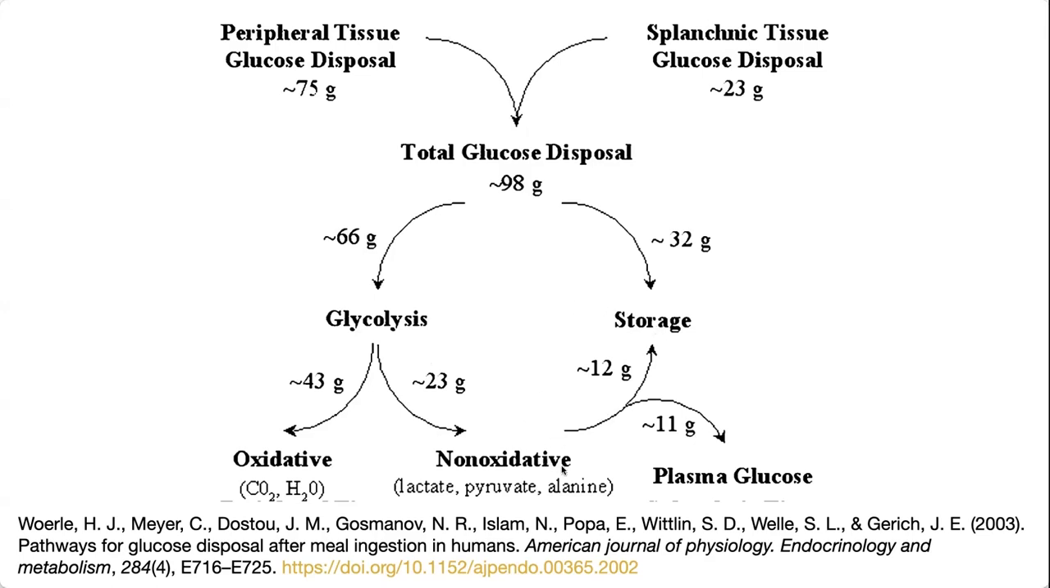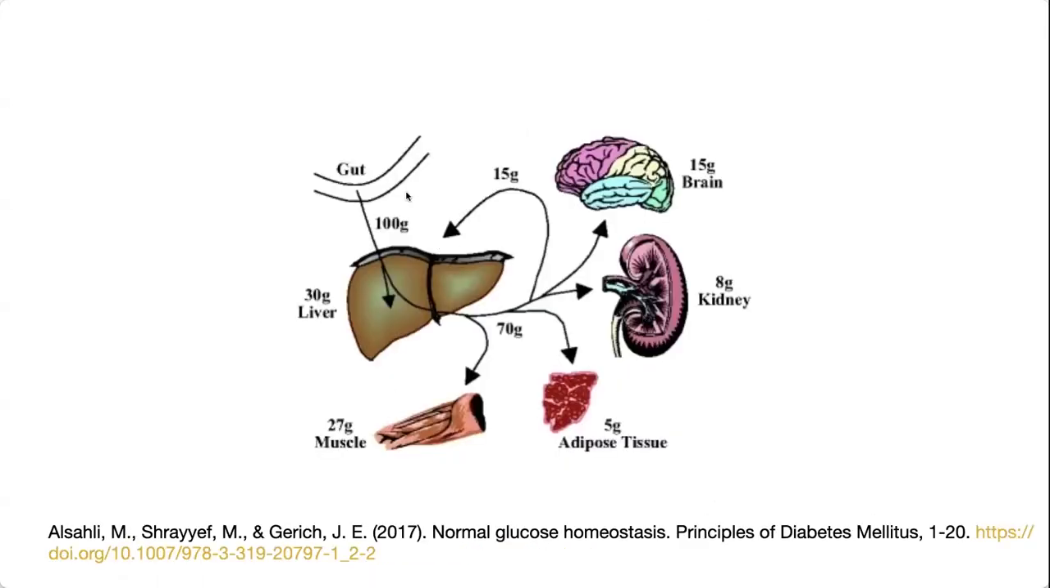So this route, lactate, pyruvate, alanine to glycogen, is your indirect storage, and this would be your direct storage, where you go straight from glucose to glycogen, as opposed to going through gluconeogenesis to glucose to glycogen. What this ends up looking like is, if you had 100 grams of glucose ingested, about 30 grams is going to go direct to your liver in that first pass. About 70 grams is left.